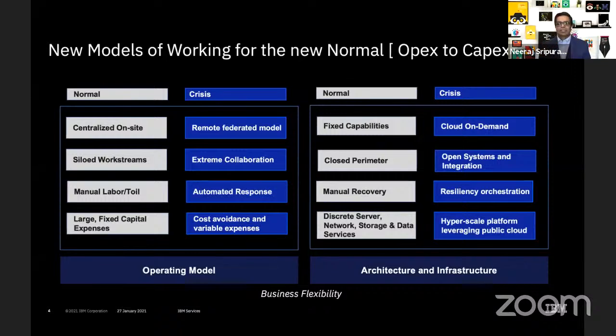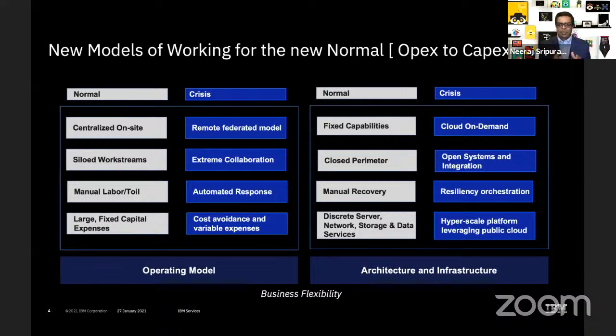So if you look at the OPEX, CAPEX challenges that have happened, or the shift that has happened in customer thinking, you can put them into two broad categories. One, I would say, is the operating model approach, where how they operate has changed from a CAPEX to OPEX model. And similarly, how they do their infrastructure and architecture work has changed in a big way.